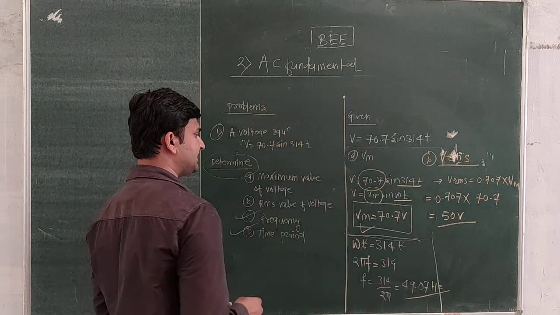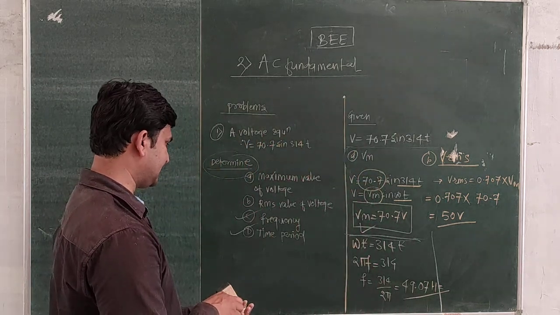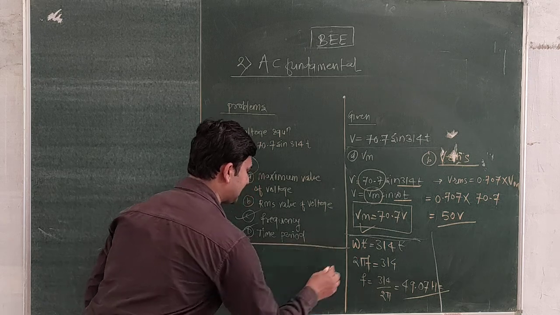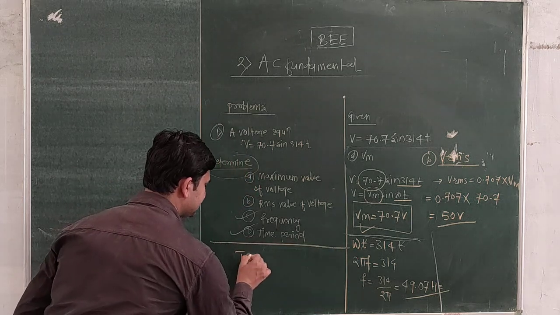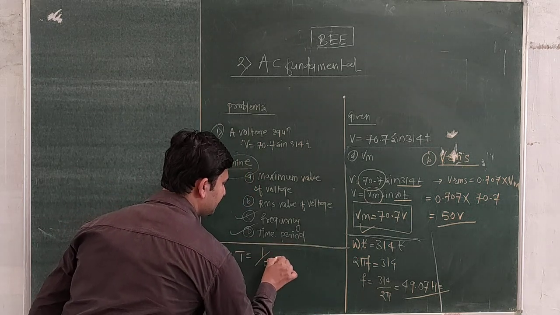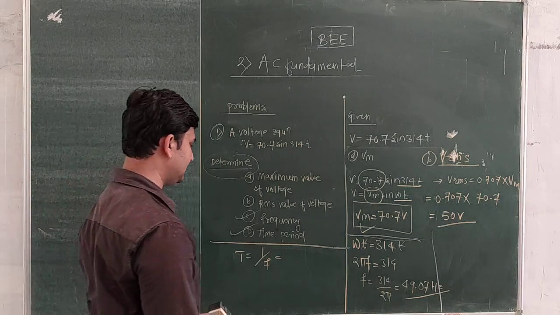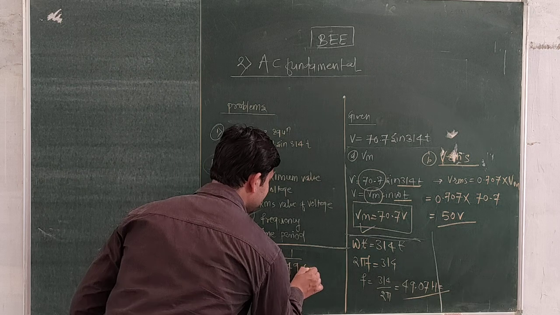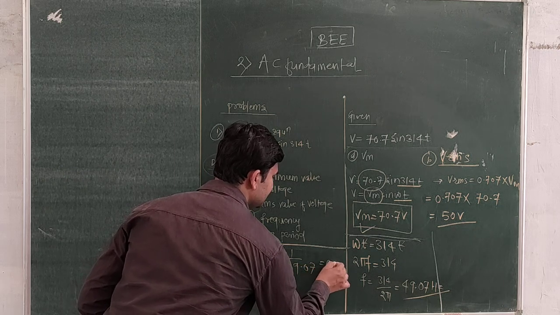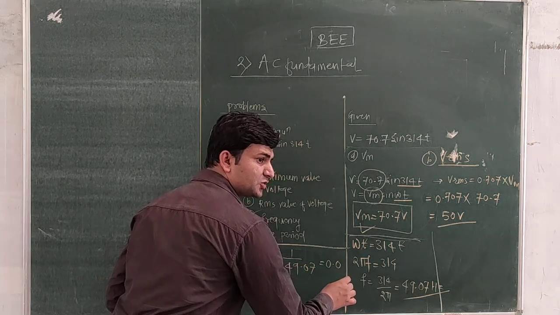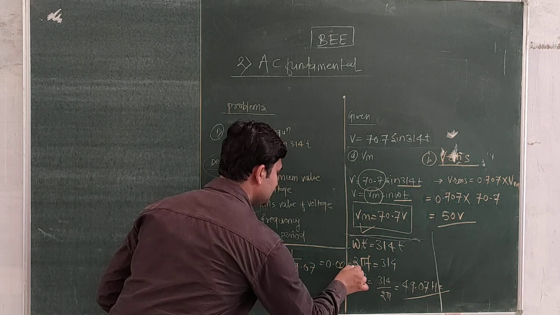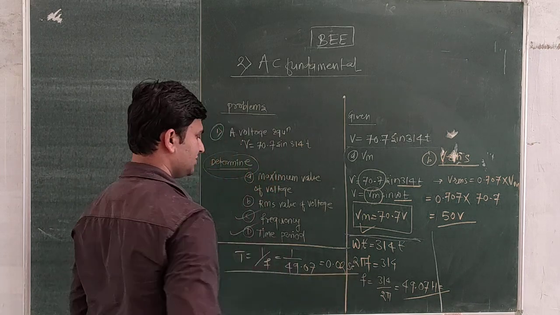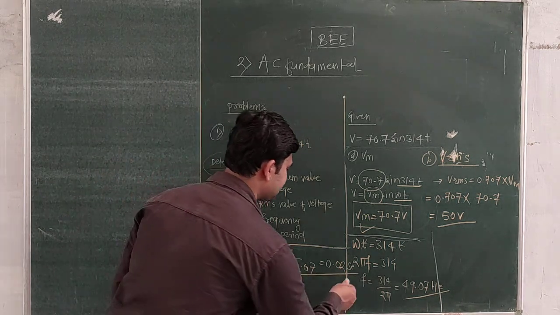Next we have to calculate the time period. What is the formula for the time period? Time period is nothing but 1 upon frequency. So 1 upon 49.07 hertz means 0.02 seconds. Okay, 0.02 seconds.